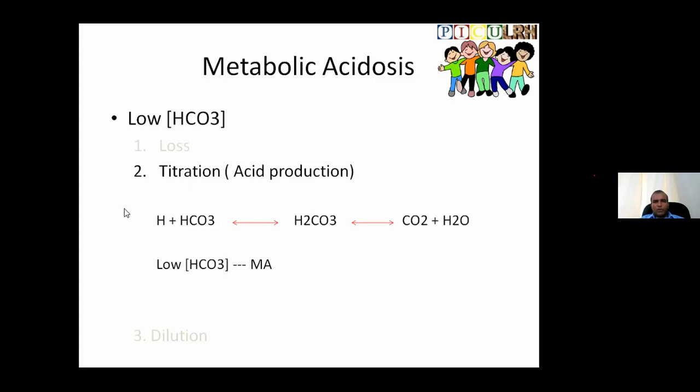Then the second thing is titration. We have seen this. When you are producing acid, the Henderson-Hasselbalch equation shifts from left to right. The acid combines with bicarbonate to form H2CO3, then CO2 and H2O. So basically it's shifting from left to right, and the bicarbonate concentration goes down because of the acid production. That is called titration.